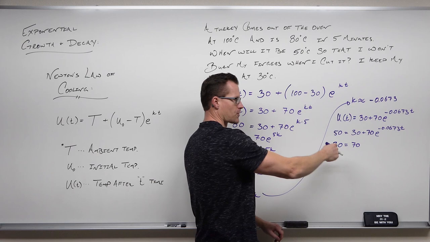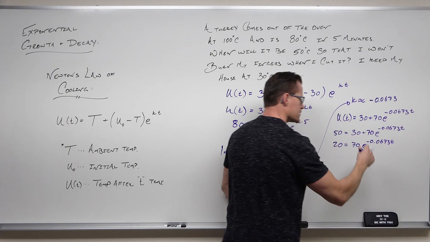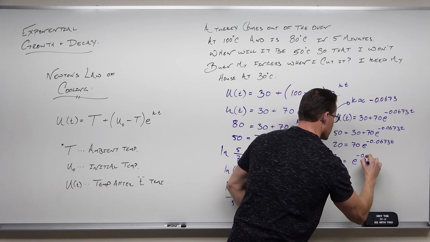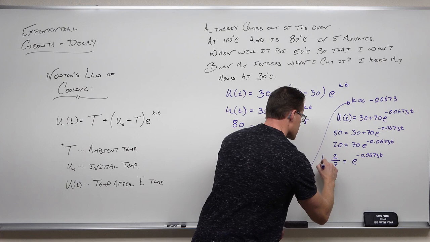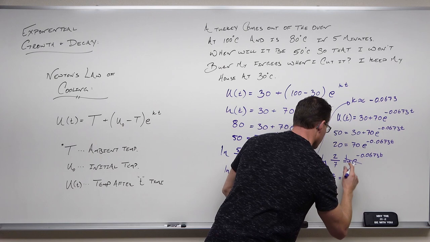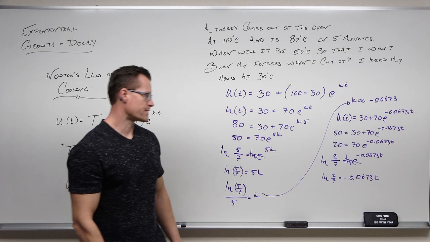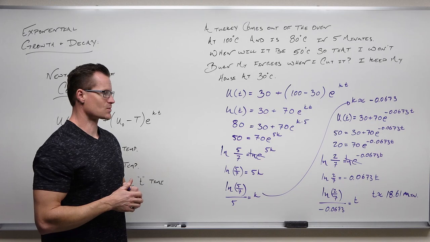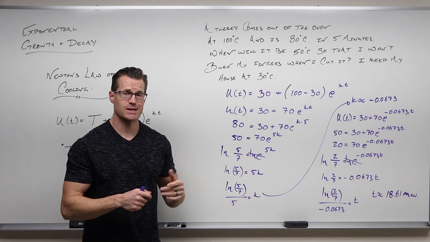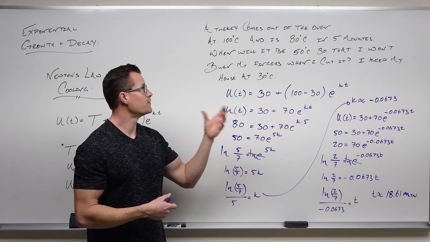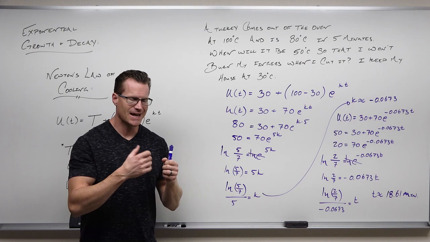So subtracting 30, dividing by 70, taking a natural logarithm on both sides, and finally, dividing by negative 0.0673. All right, I got 18.61. Now remember, this is minutes. That's what was given to us. So in 18.61 minutes, this turkey will have dropped from 100 to 50 degrees Celsius, according to my ambient temperature, so that I can cut into it and not burn my fingers, like I do every year.